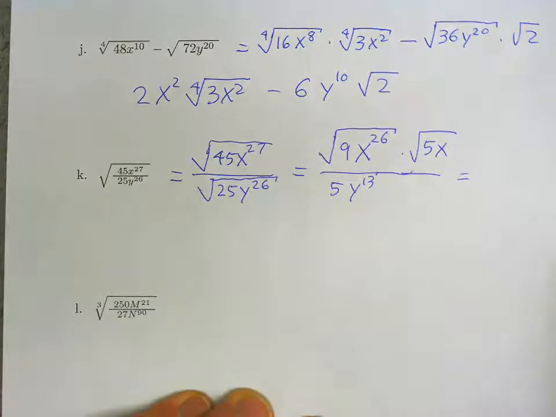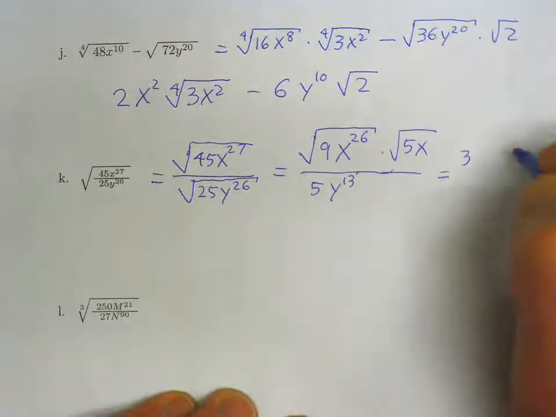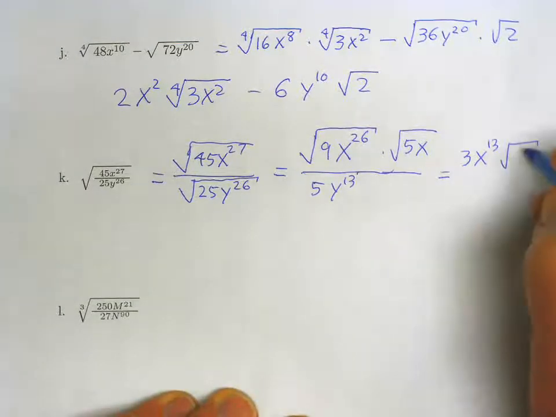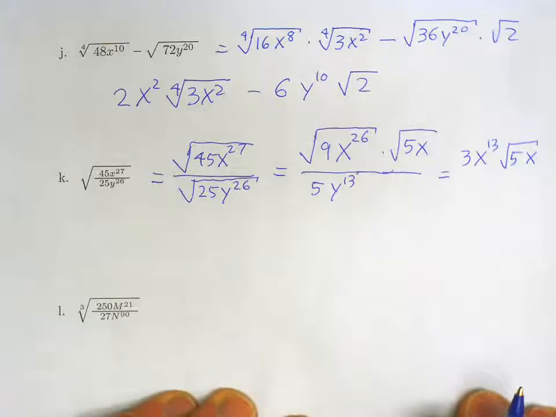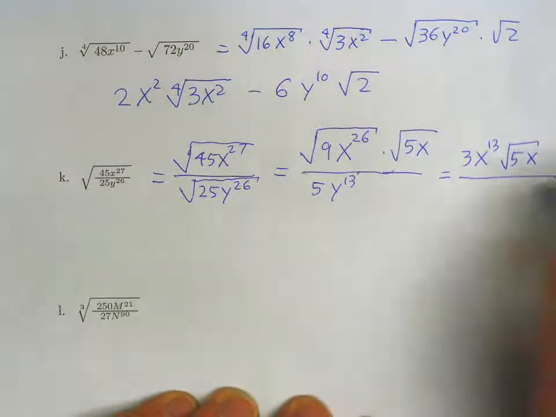And then finally, the square root of 9x to the 26th is 3x to the 13th. So in the numerator, we have 3 times x to the 13th times the square root of 5x, and then divided by 5y to the 13th.